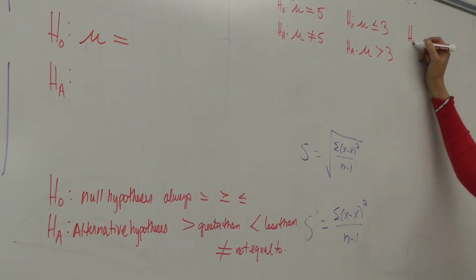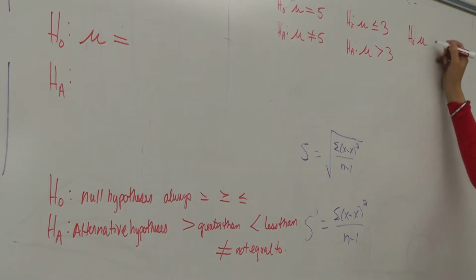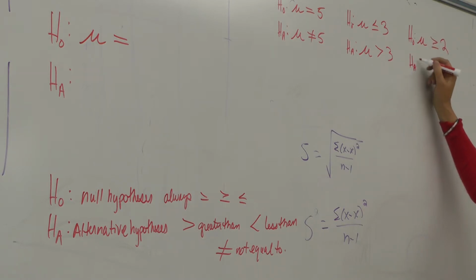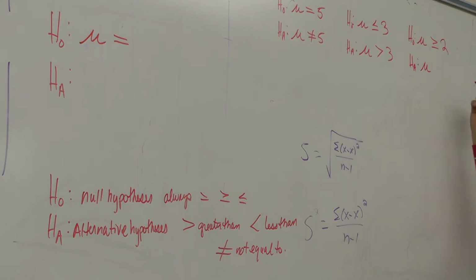If the null hypothesis says the mean is greater than or equal to 2, then our alternative hypothesis is going to say the mean is what? Less than 2. They're always going to complement each other, okay? Depending on the language in the story, that will tell you which one is the claim or not. So there's clue words that we look for.